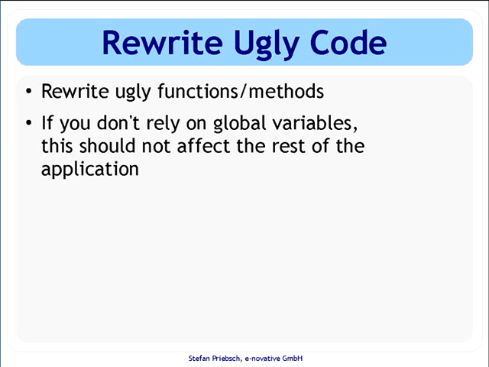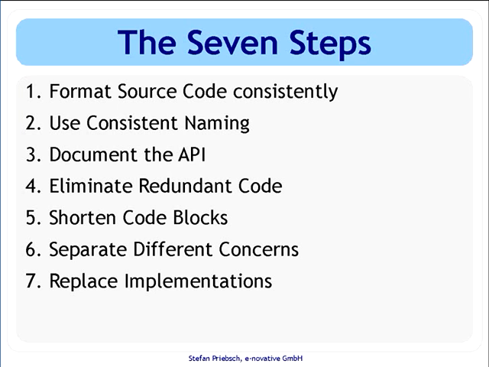So, just to sum it up, these were my 7 steps to better PHP code. Number 1, format source code consistently. Use consistent naming. Look at the slides that are up at the URL I put up on the slide before. Document the API. Use PHP Documenter. And the 4 steps that actually deal with the code that we've covered today: eliminate redundant code, shorten the code blocks, separate different concerns, and replace implementations if you need.